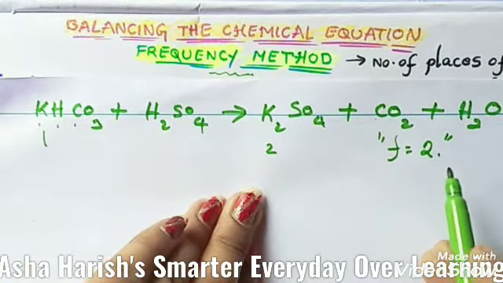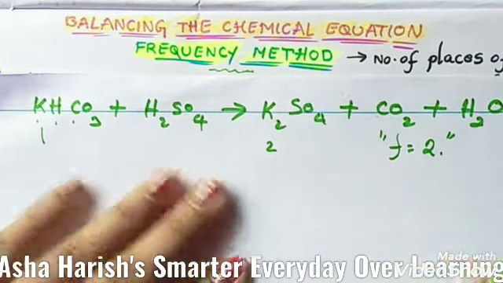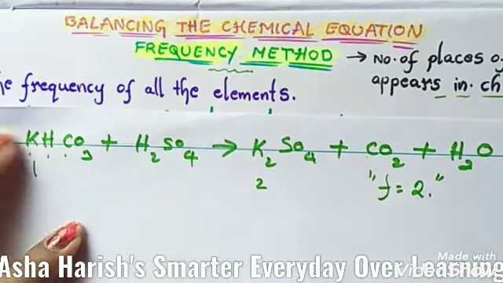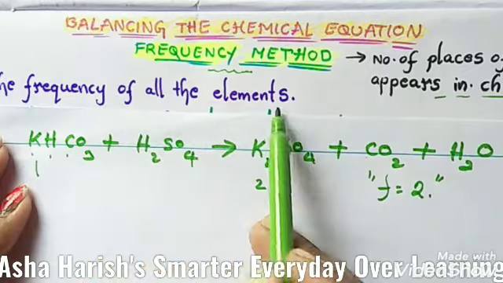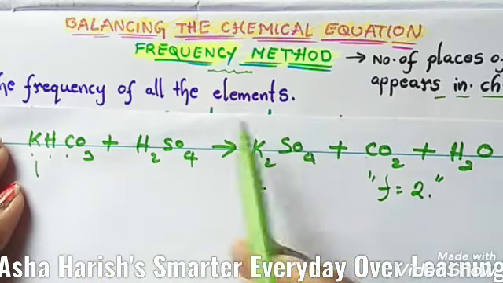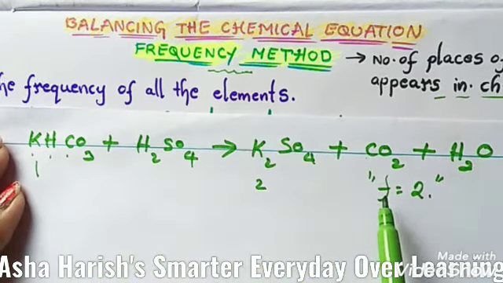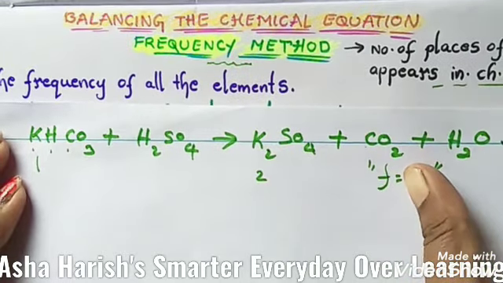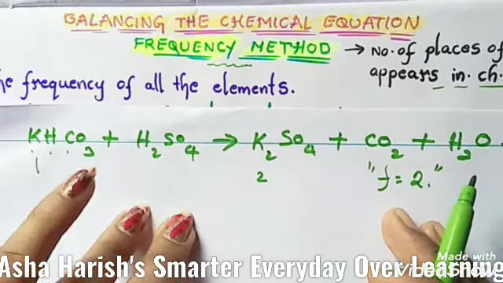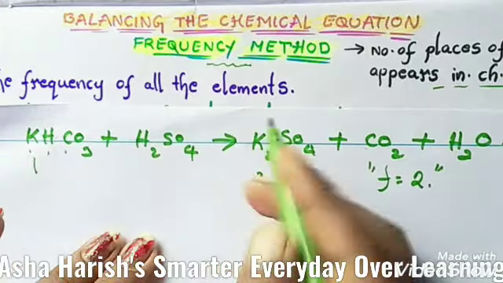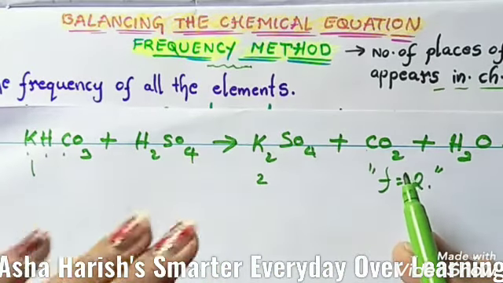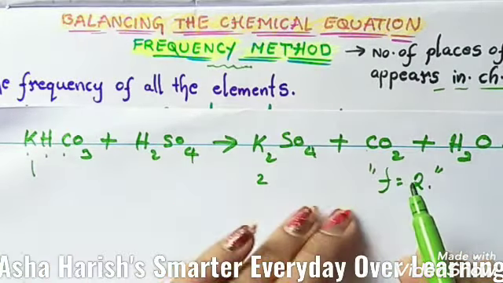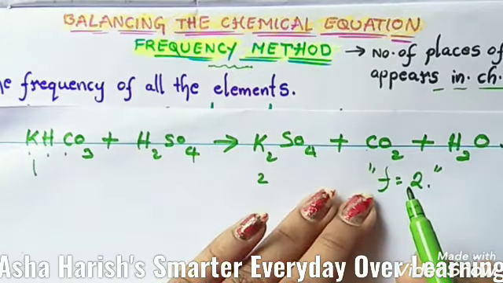Now let's start. Some rules I have given to you. First one, find the frequency of all the atoms. As I told you, the frequency of all the elements. Before doing this, you have to segregate the elements. You need to find out first of all what elements are present in this specific chemical equation.